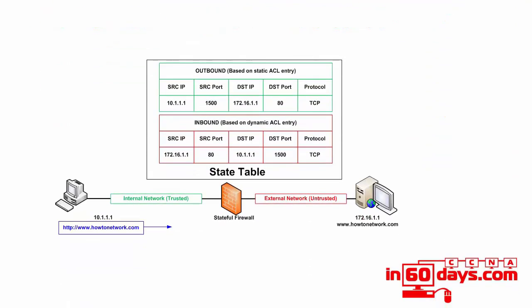So this is a picture, I think, from our CCNA study guide of a state table that's been built. You don't really need to know it in detail, but I just wanted to show you it's showing the source port, source IP, destination, protocol, and from this information it can build a state table.